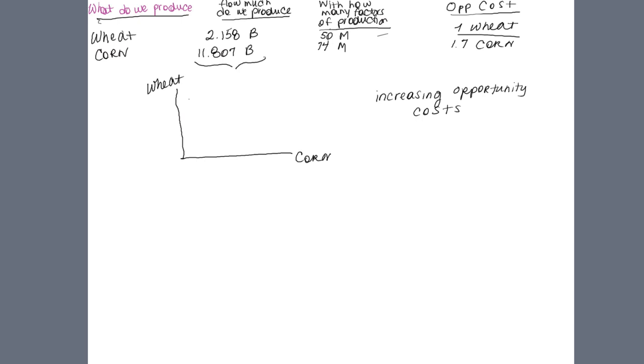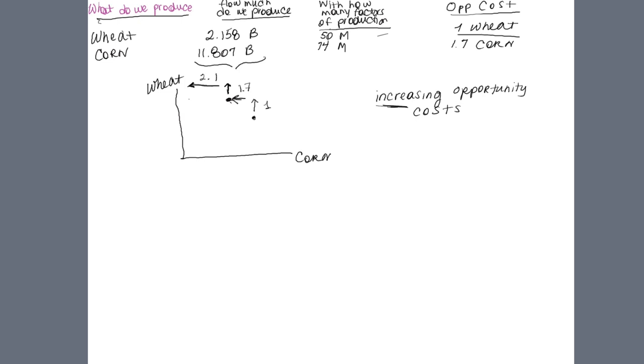So initially, like we said, to get 1 more wheat, we would have to lose 1.7 billion bushels of corn. Okay, so this would be the new efficient production point if we wanted one more billion bushels of wheat. But increasing opportunity costs means that the next billion bushels of wheat that I want is going to require a bigger loss for me in corn. So maybe this is like 2.1 billion bushels of corn that I need to lose. So here is the new point.